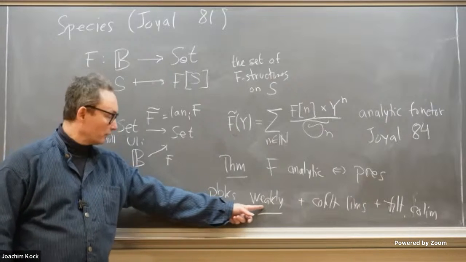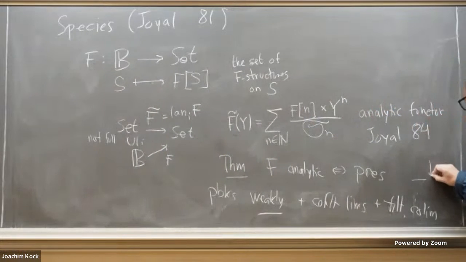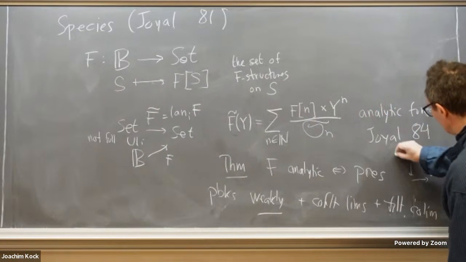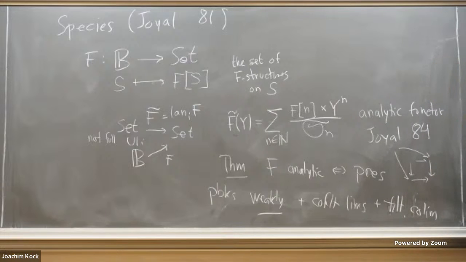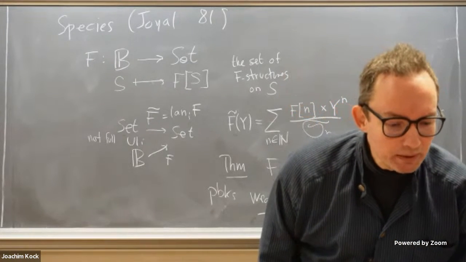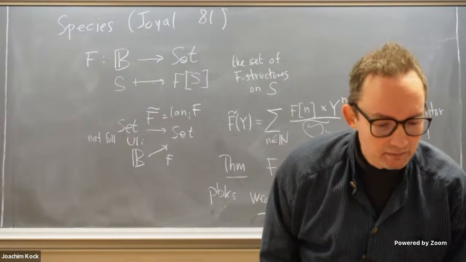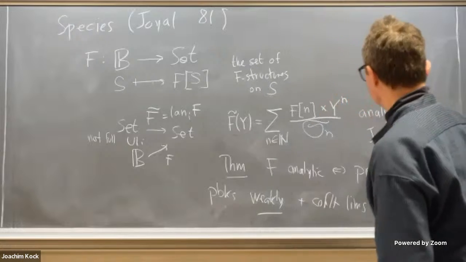So what does it mean to preserve a pullback weakly? A weak pullback is one that has a property similar to the usual pullback, but instead of demanding a unique map here, you just demand the existence of a map. That's a weak pullback. And to preserve pullbacks weakly means that it sends pullbacks to weak pullbacks. My computer said beep. Was it something? Nothing from us. Okay, sorry about that.